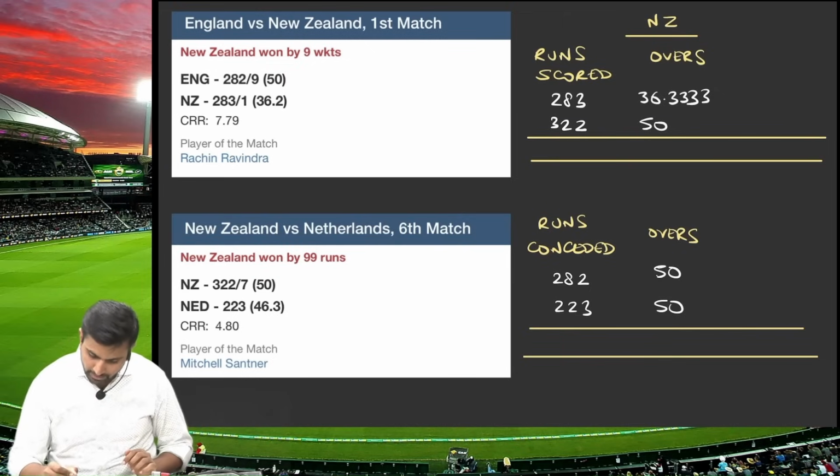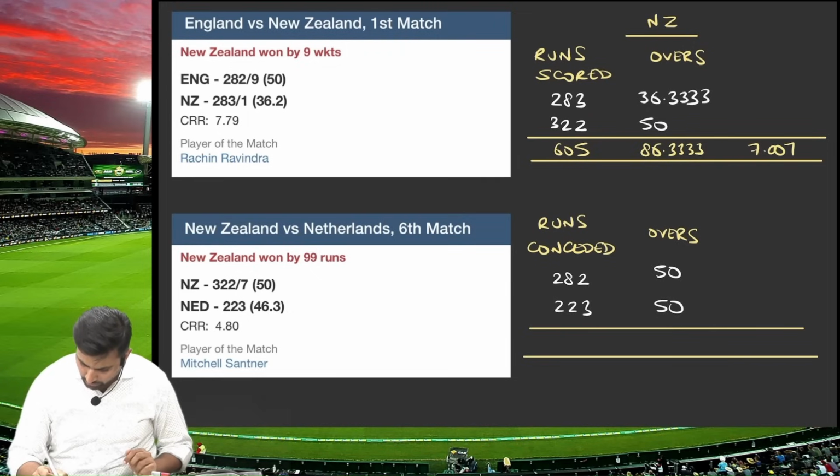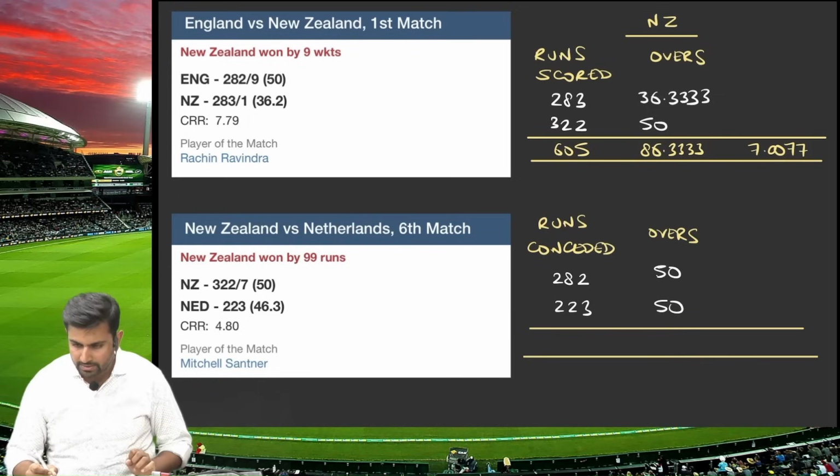Now, calculation for New Zealand. Total number of runs scored by them, 283 plus 322, is equal to 605. And number of overs played by them for those many runs is 86.333. So I will do 605 divided by 86.33333. So this figure comes to 7.0077. Okay, I am writing it to 4 digits.